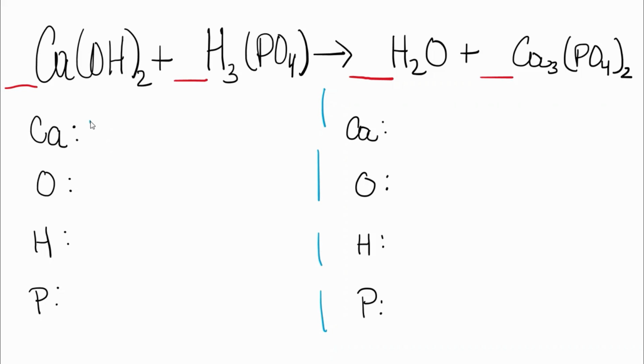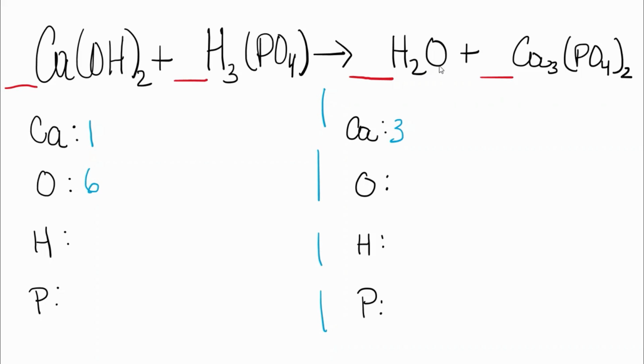So here we can see we have one calcium. On this side we have three calciums. On this side, you see that there's one oxygen, but there's a 2 here because it's in the hydroxide species. So that means that there's 2 oxygens right here. And then you can see in the phosphate that there are actually 4 oxygens. So 2 plus 4 is going to be a total of 6 oxygens.